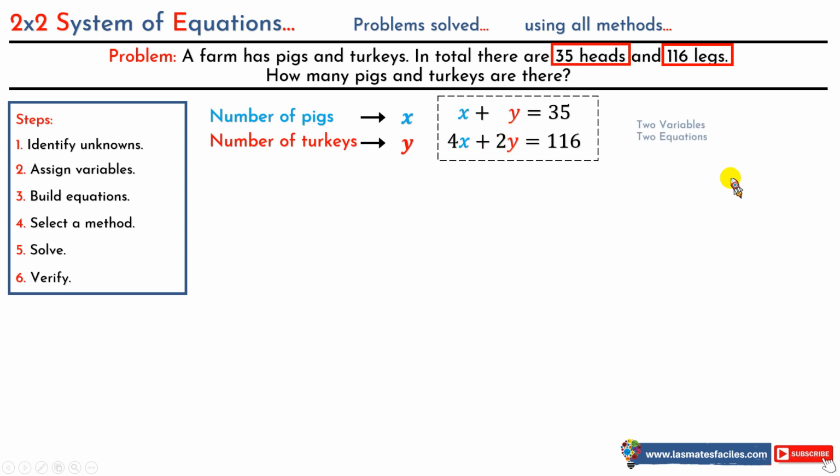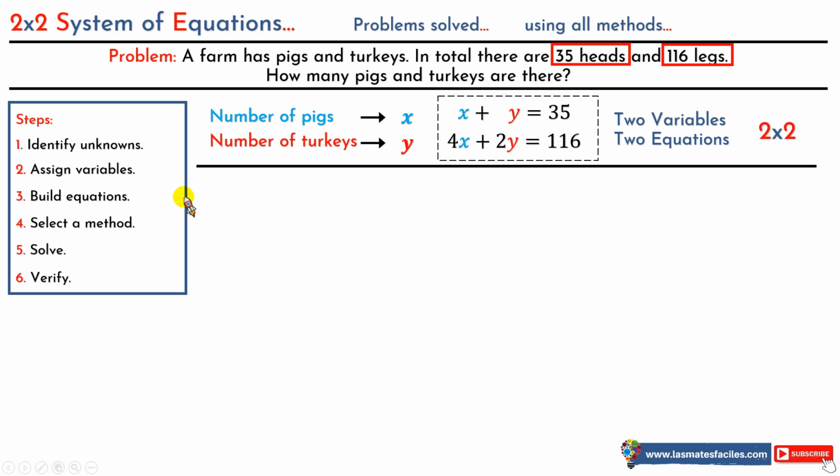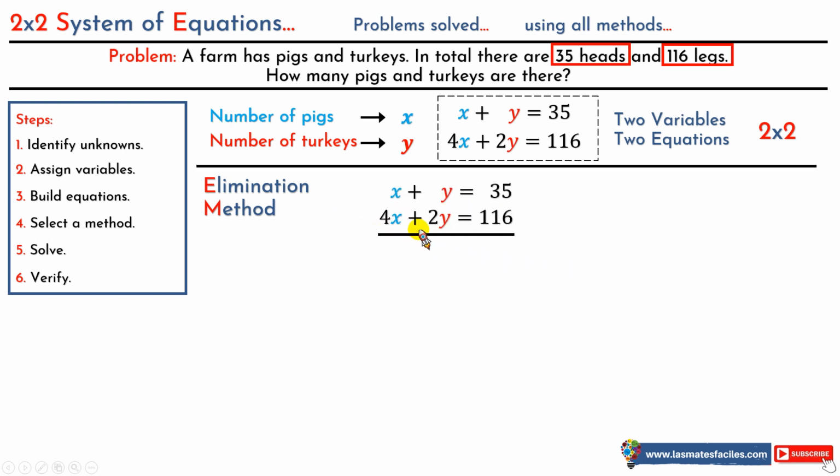Okay. We identified two variables and constructed two equations. Now, the fourth step is to select a method. We are going to use 5 methods in this video. Let's start with the elimination method. This method is simple. Let's locate the two equations to add them together.